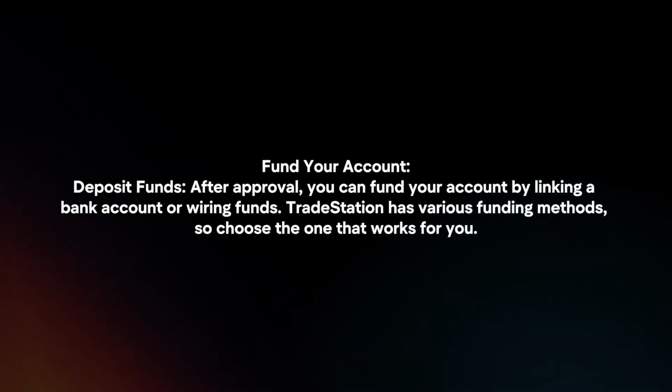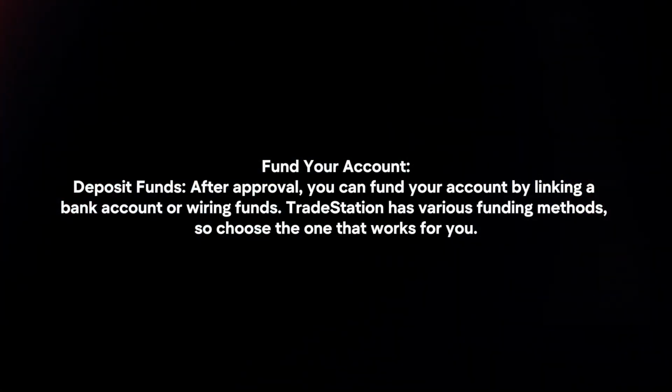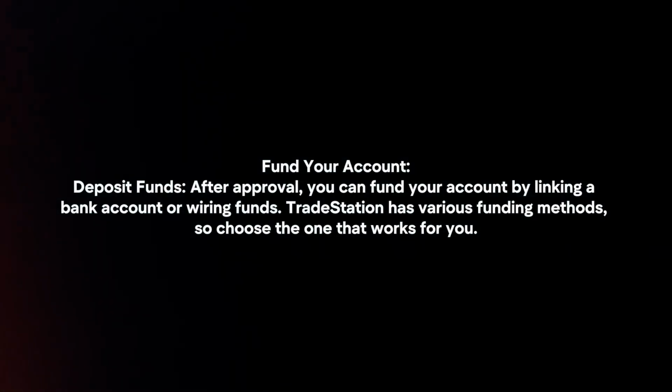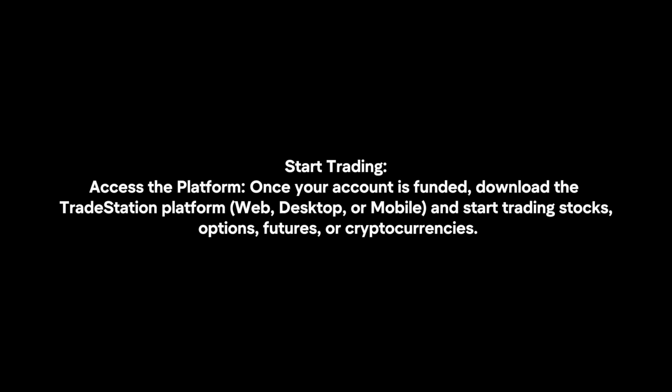Fund your account. Deposit funds. After approval, you can fund your account by linking a bank account or wiring funds. TradeStation has various funding methods, so choose the one that works for you. Start trading. Access the platform. Once your account is funded, download the TradeStation platform and start trading stocks, options, futures, or cryptocurrencies.